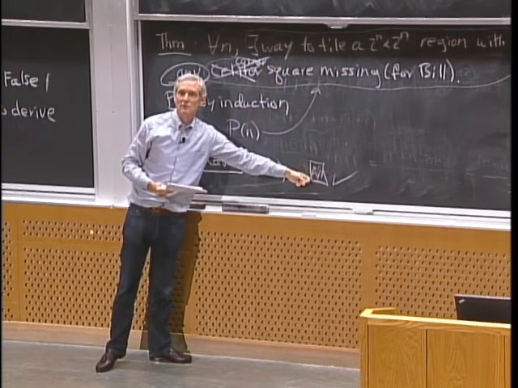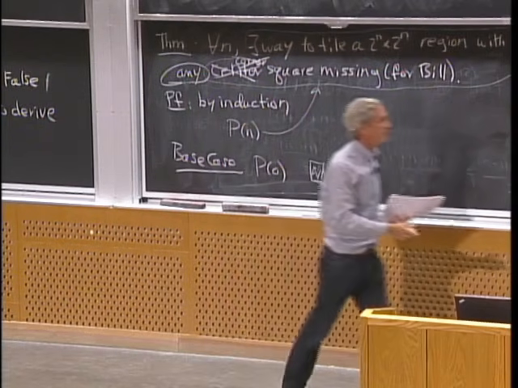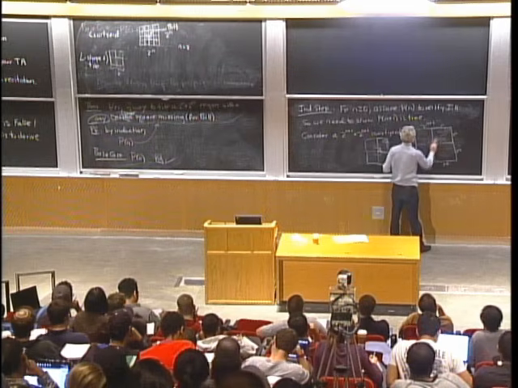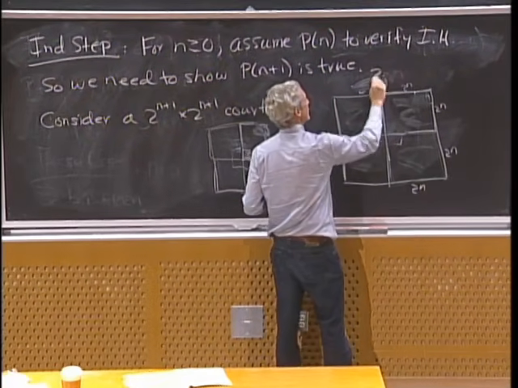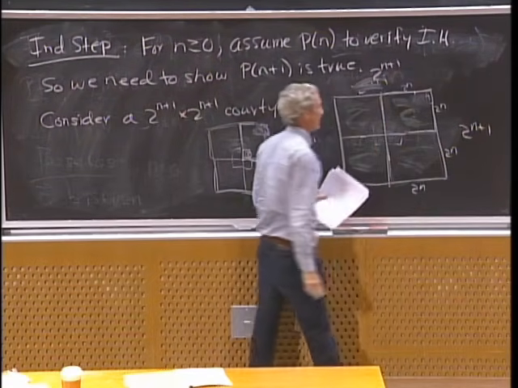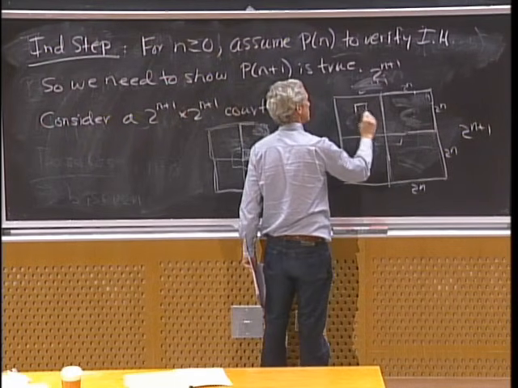There's only one square Bill can be. All right, but now let's look at Pn implies Pn plus 1. So we go back to this. We've got a 2 to the n plus 1 by 2 to the n plus 1 courtyard. And now Bill can be anywhere. Put him here. There's Bill.